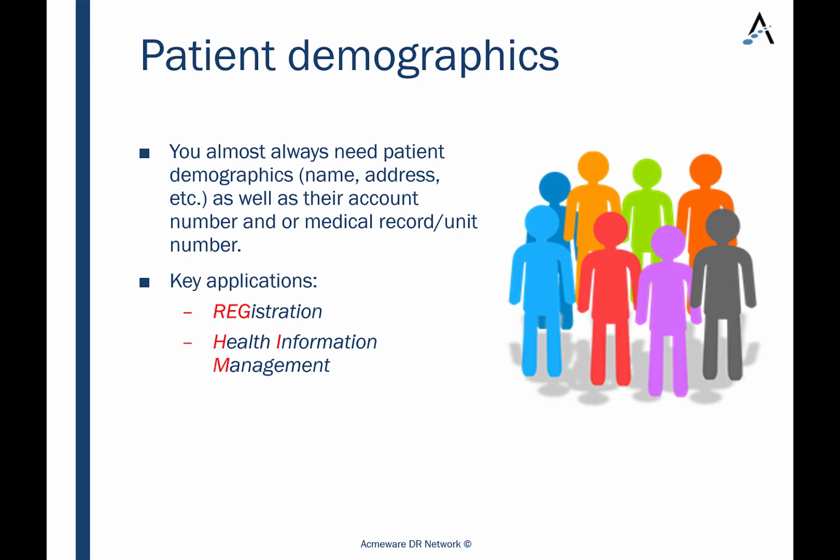The difference between those two applications is that registration tends to contain visit level information. So in other words, if a patient comes back more than once, we'll have two account numbers for two visits, two records in registration for that same individual. HIM, on the other hand, is truly patient-based. So anything that uniquely identifies that individual, say the medical record number, sometimes called the unit number, or even their name, would be tracked in the HIM application.